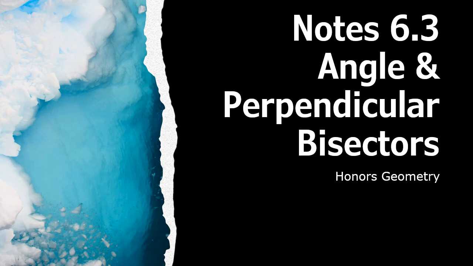All right. I hope you're ready for the next exciting notes segment. It is note 6.3, angle and perpendicular bisectors. This one really isn't too bad because we know what an angle bisector is and we know what a perpendicular bisector is. We're just going to start applying these concepts to triangles.